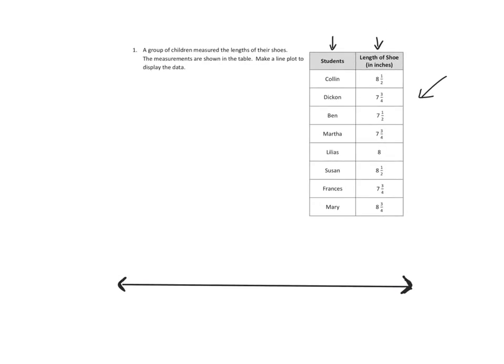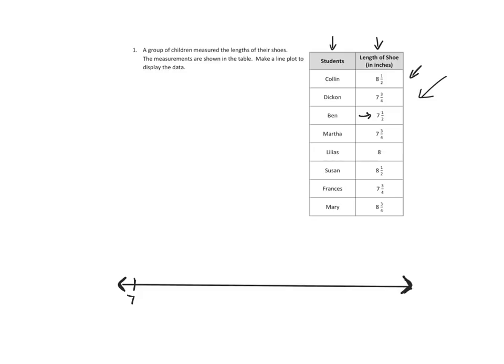And so when I'm making my line plot, the first thing I want to do is look to see what is the smallest value in my data set. So I'm scanning through all the data on the side here, and I see that it looks like 7 1/2 is the smallest data point in this data set. So I know that the bottom of my line plot needs to be at least 7 1/2, so I'm going to go ahead and start the bottom of my line plot at 7.